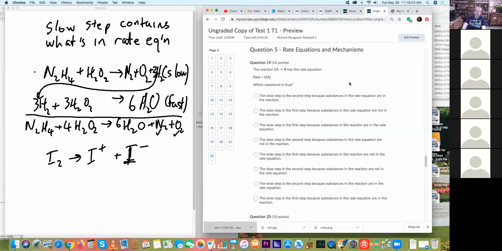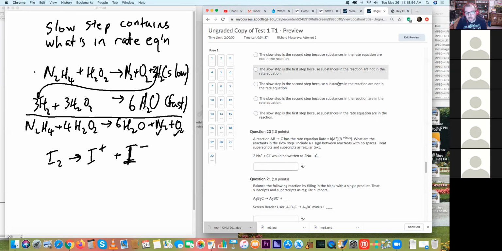Is that clear to everybody for number 19? Keep in mind, for number 19, it may not be a case where the slow step is the first step. This one happens to just be that. Say it was rate equals k[A] plus something else, then it wouldn't be, and you'd have to choose a different answer. As you go through the different attempts, you'll get different possibilities for number 19. Any other questions?